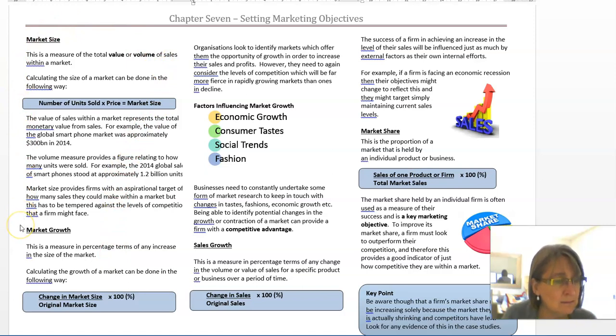You may say that you would like a particular amount of growth, a percentage of growth within the market. You may say that you would like sales to grow, or you may say that you would like a particular share of the market. So you can see all of those are very simple, but they're calculations you should be able to call on at any time.